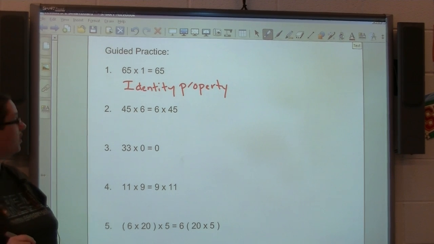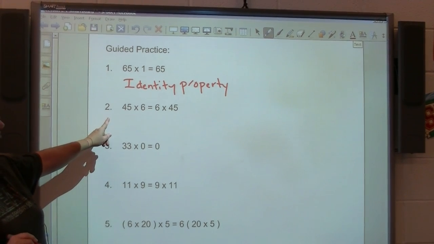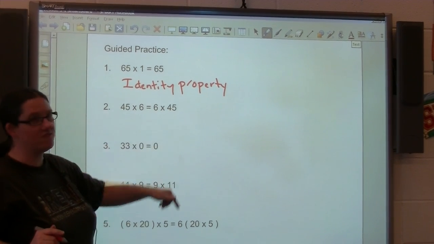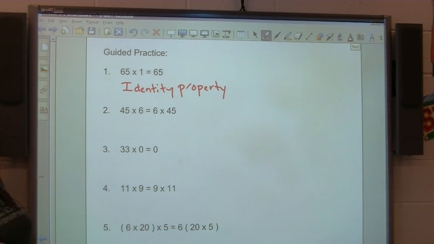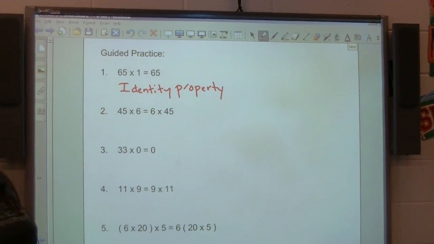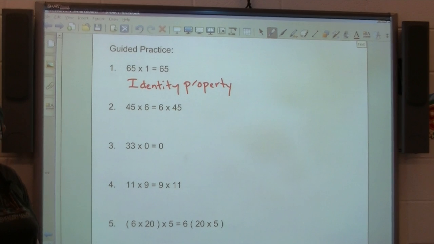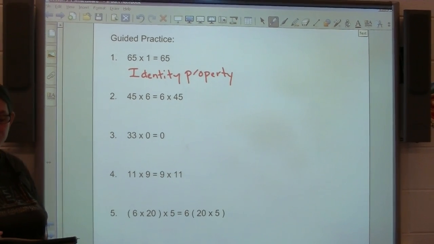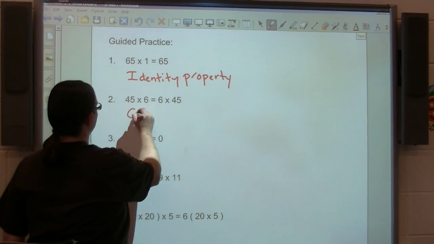Okay, spelling is important. All right, number 2 shows us 45 times 6 equals 6 times 45. What happened here? Yes, the factors were switched. Are we still going to get the same answer? Yes. So what property does that remind us of? Good. Commutative. Perfect. Put it down.